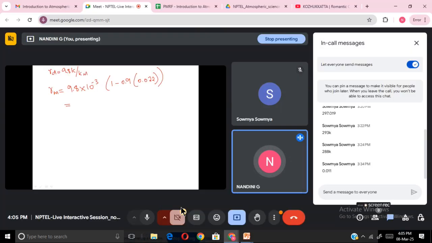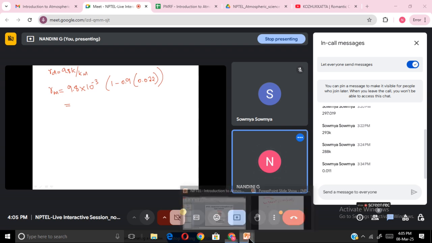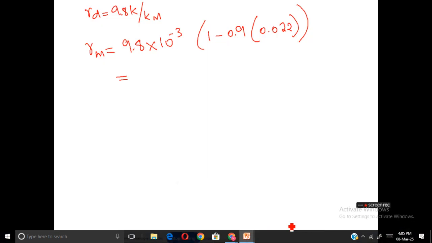How much is it coming? The value of gamma m. The value of gamma m will be approximately 9.6 into 10 raised to minus 3 Kelvin per meter, or 9.6 Kelvin per kilometer. This will be the value of gamma m.